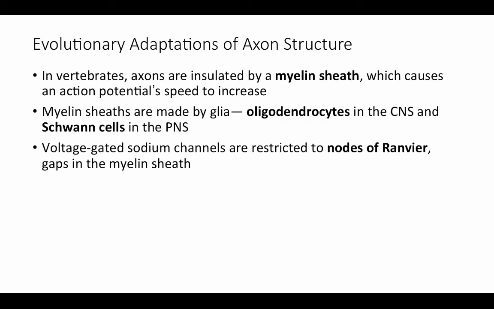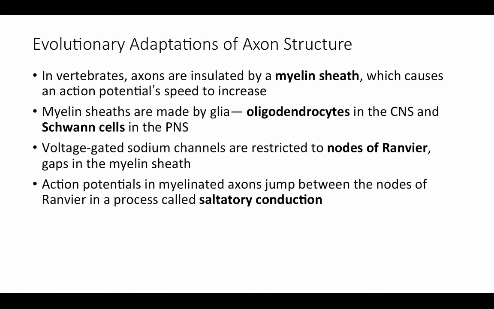So they're restricted to the nodes of Ranvier, which are the gaps in the myelin sheath. Think of an individual cell wrapping and spiraling around an axon, and another one next to it wrapping and spiraling around, and then there's going to be a little gap in between those two. That's where the voltage-gated sodium channels are located. So action potentials in myelinated axons are going to jump between the nodes of Ranvier in a process called saltatory conduction, almost as if those portions of the axon that are coated in myelin did not even exist.